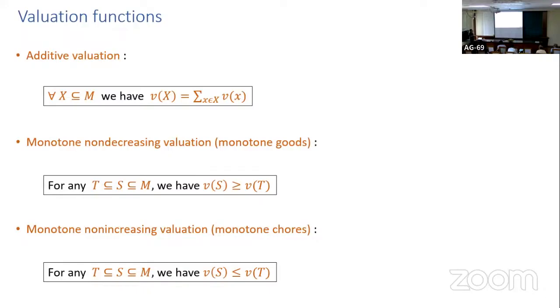Similarly, we have monotone chores, where we require that the condition should be v of S greater than or equal to v of T. Monotone goods can contain items with positive marginals and 0 marginals. Monotone chores can contain items with negative marginals and 0 marginals.